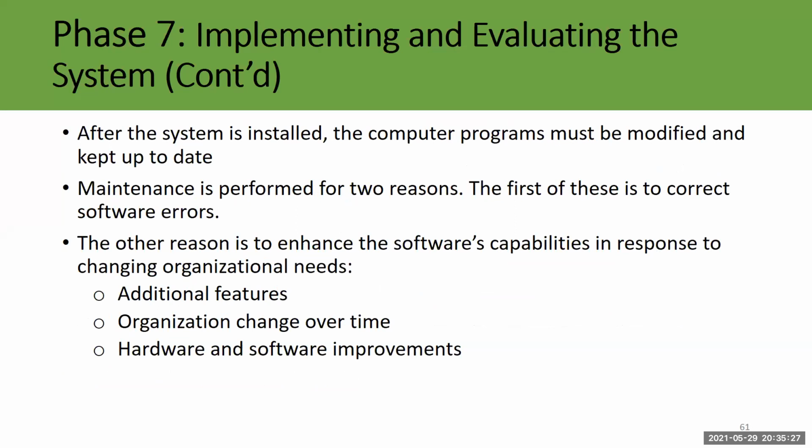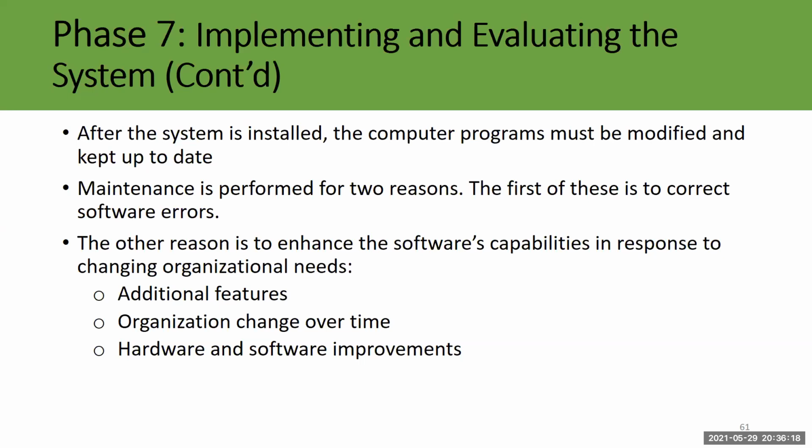Okay, after the system is installed, it must be maintained. It means that the computer programs must be modified and kept up to date. Maintenance is usually performed for two reasons. The first is to correct software errors. No matter how thoroughly the system is tested, bugs or errors always creep into computer programs. The other reason for system maintenance is enhancing the software's capabilities, for instance, adding new features and new capabilities to the system.